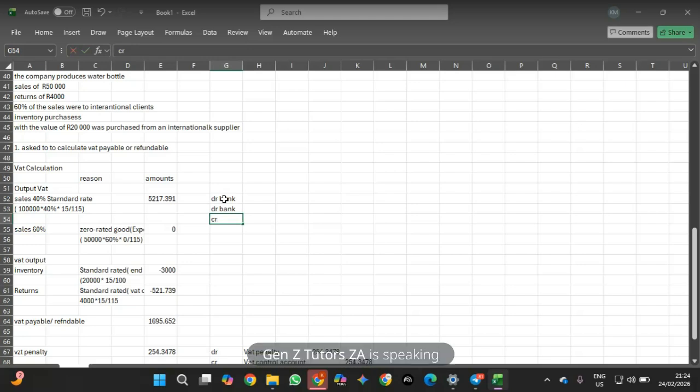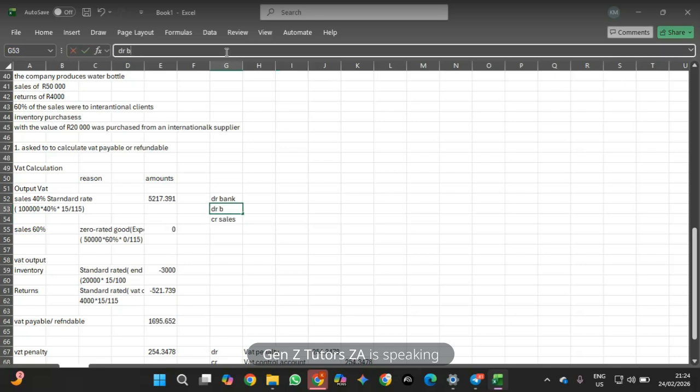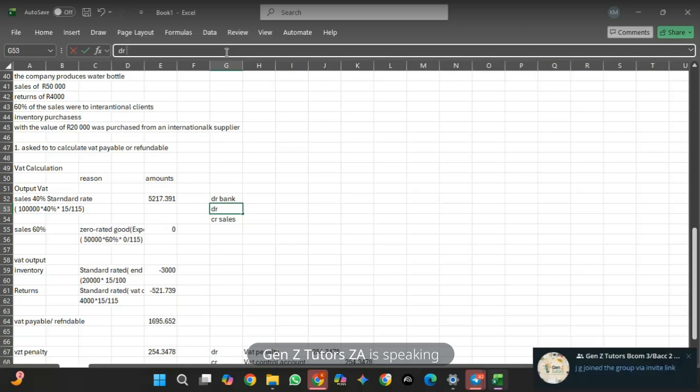Then in the middle, whenever you do a journal that has VAT in it, and you don't know which side you're supposed to go, whether it's going to be a debit or credit, always make sure that you put your VAT in the middle, so that it makes your life much easier and you don't get confused.